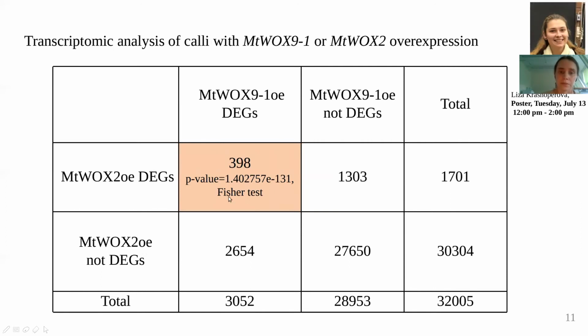With significant overlap, which is highly unlikely to be a coincidence. Most of these common differentially regulated genes are activated by VOX91 and repressed by VOX2.